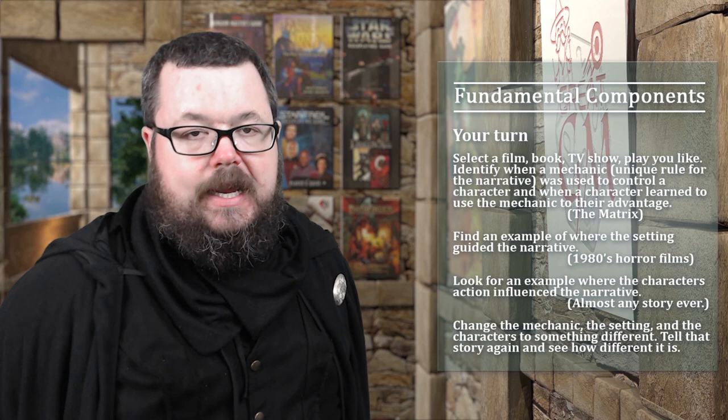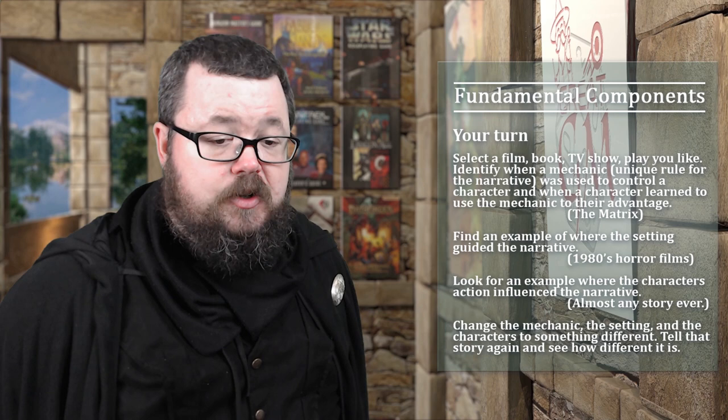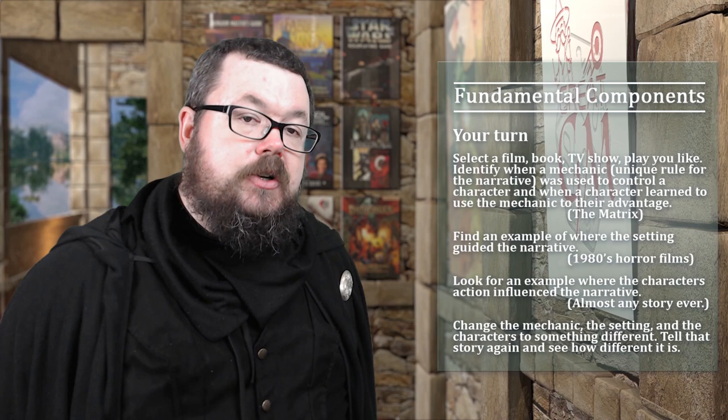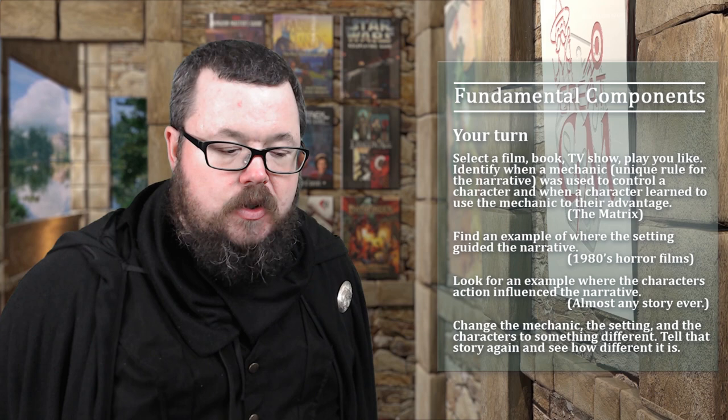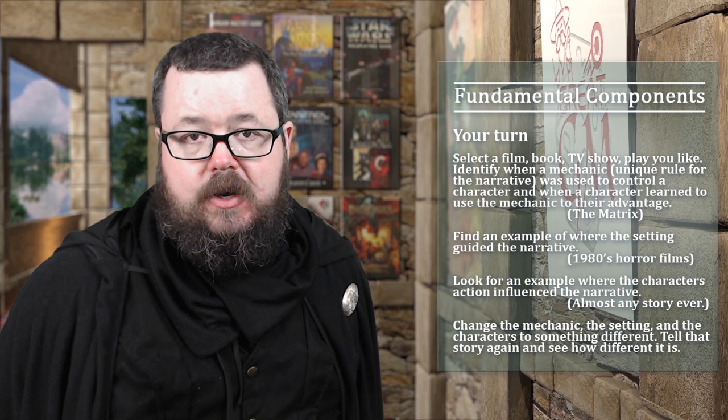The reason why it's important for you to find one of these stories is to choose a story that you like. All three could come from the same story, by the way, from the same source. Look at the mechanic, look at the setting and the character and the actions that they take, and then change it and see if that story still runs true. So in The Matrix, what happens if the character didn't learn the code, or did learn the code and instead joined with the machine?